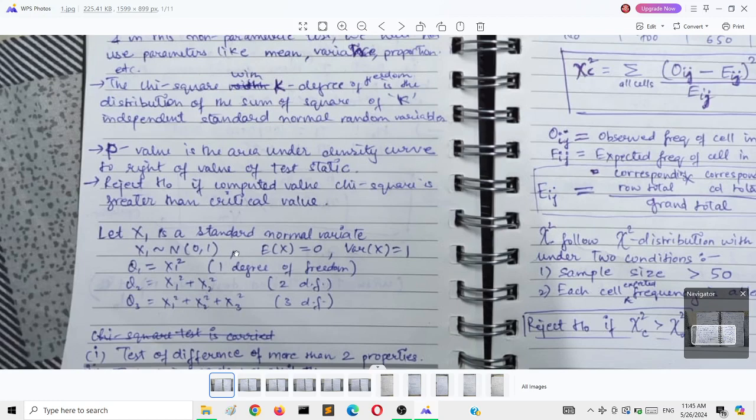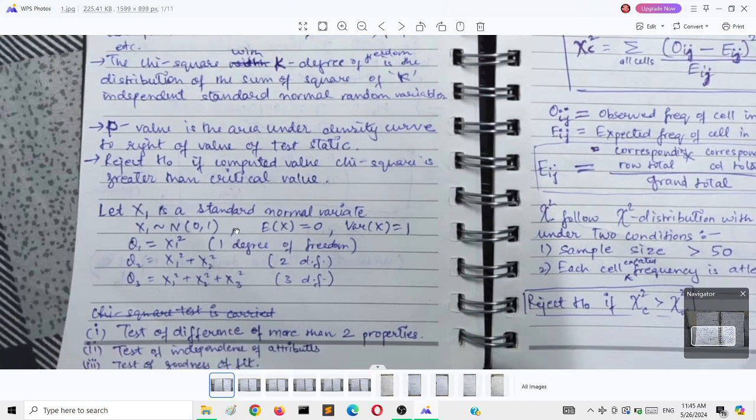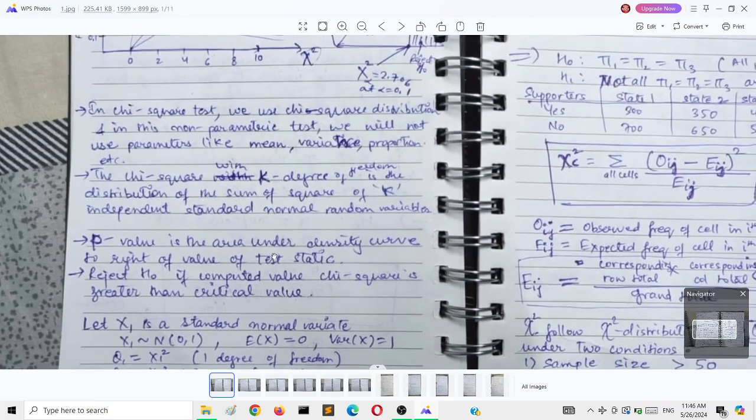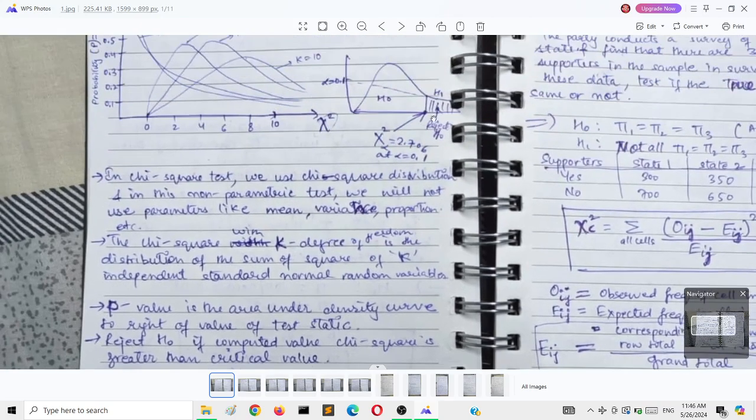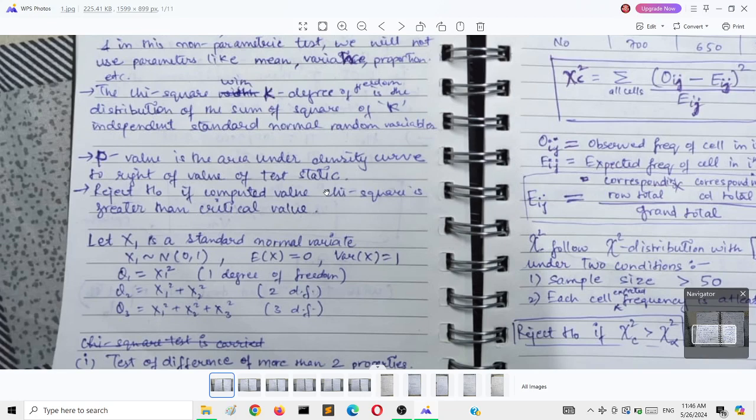Here also you will have a chi-square table, right? So what you will do is calculate this value and check it against the critical value. If you find the value to be greater or lesser, you take the decision accordingly. Here, if it is greater than the critical value, it means it is going towards the rejection region. Then you will reject the null hypothesis and accept the alternative hypothesis, or the opposite case.